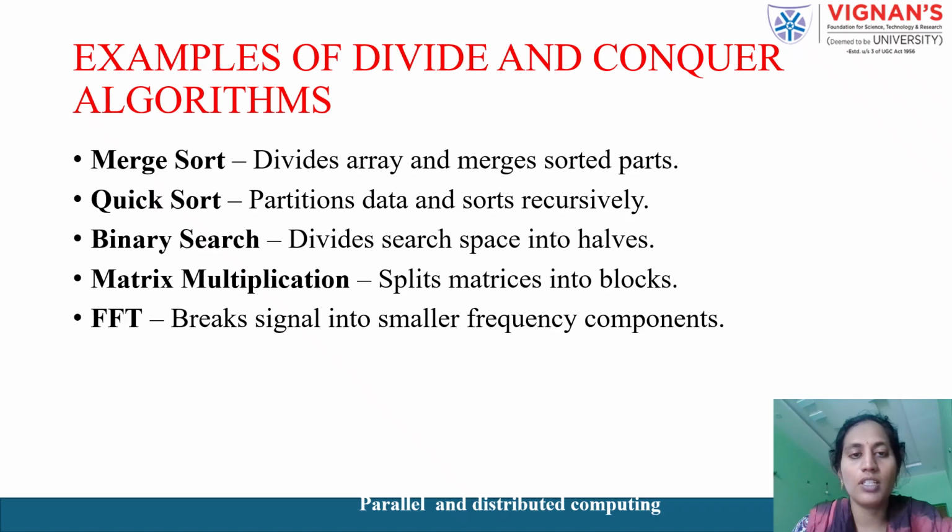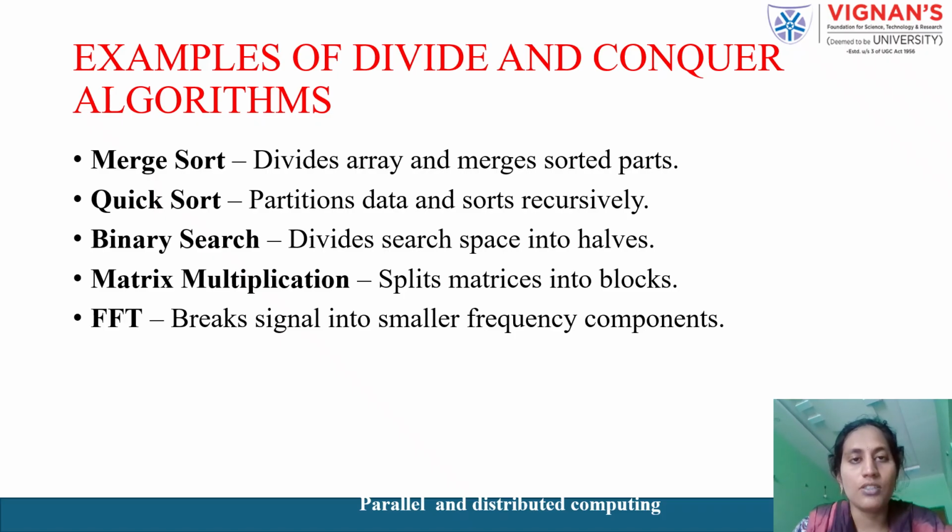Examples of divide and conquer algorithms. Some of the examples are merge sort, quicksort, binary search, matrix multiplication, and FFT. Merge sort divides the array and merges the sorted parts, and its time complexity is O(n log n). Coming to quicksort, using a pivot element, the list of elements is partitioned and recursively sorted. The time complexity of quicksort is O(n log n).